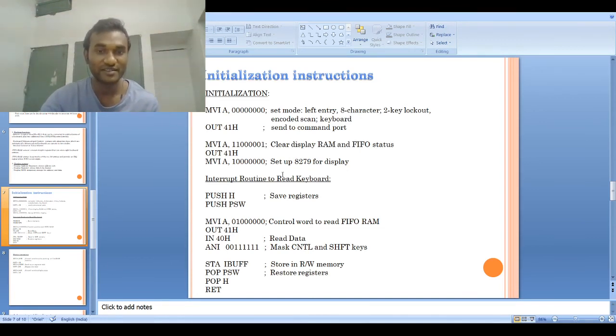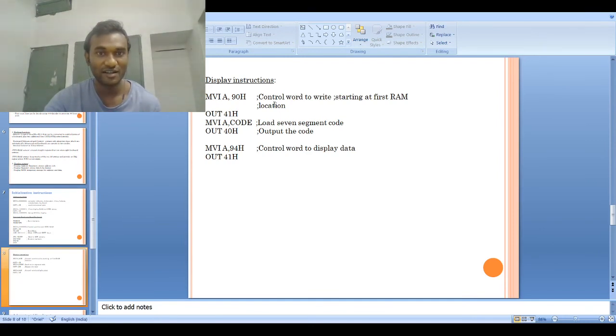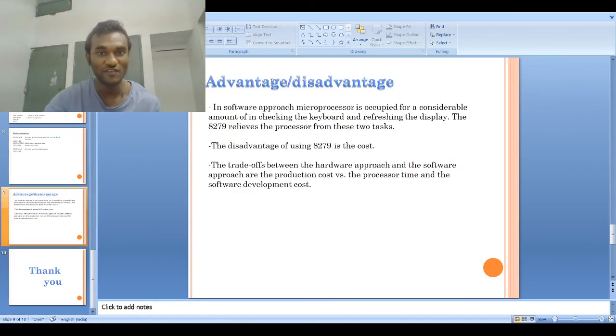The interrupt routine is given to the microprocessor to read the keyboard, which uses the internal register to save the data in it, and then a control word to read FIFO RAM, read data, and then it stores it in read and write memory and then restores the register. And the third part is display instruction, in which the control words are written from where the data is to be displayed, or the RAM location of input. Then it loads the 7 segment code and the output code, and then at last it displays the control word of the data.